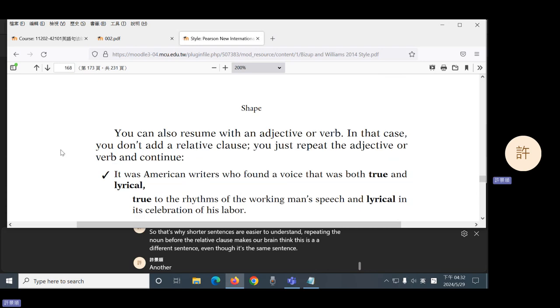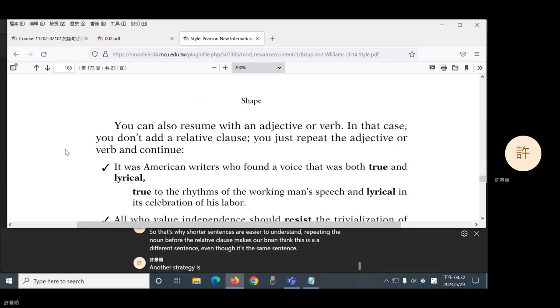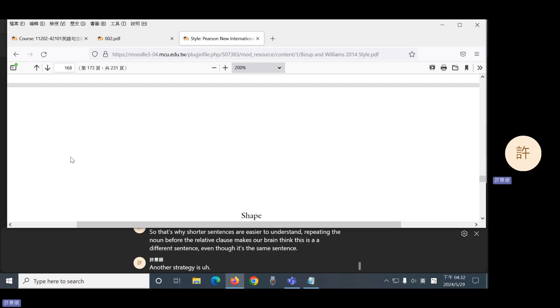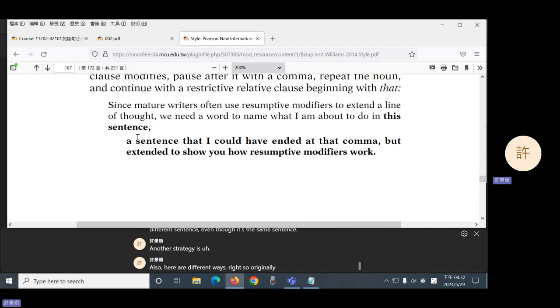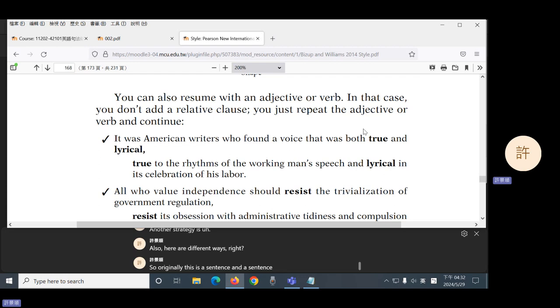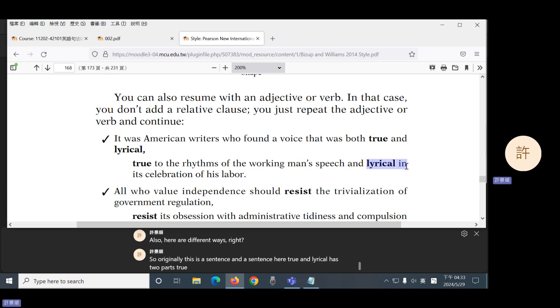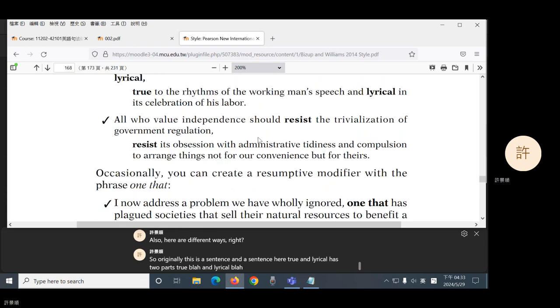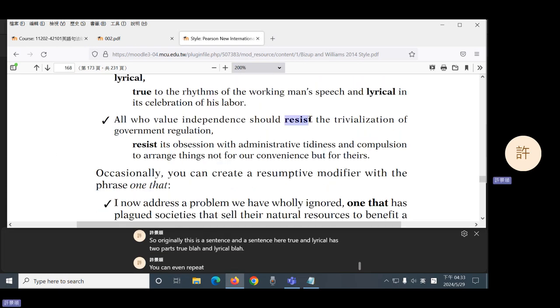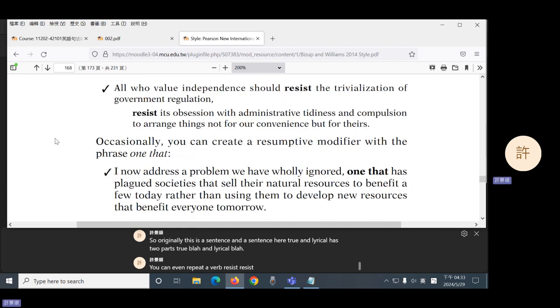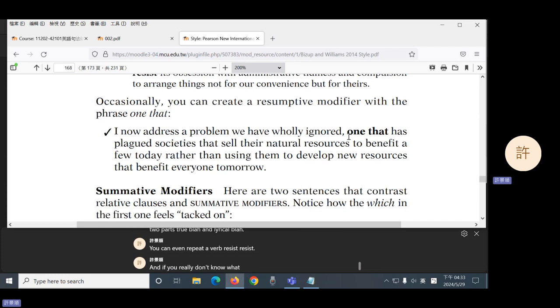Another strategy is, also here are different ways, right? So originally this is a sentence and a sentence. Here, true and lyrical has two parts, true blah and lyrical blah. You can even repeat a verb, resist, resist. And if you really don't know what else to do, you can just add one that. A problem. One that, blah, blah, blah.